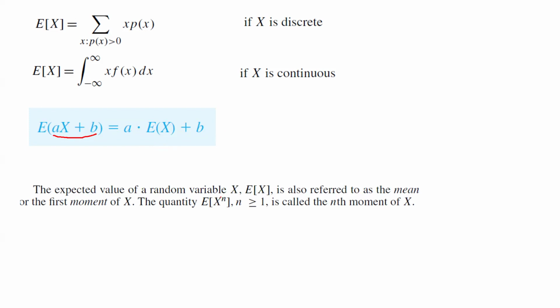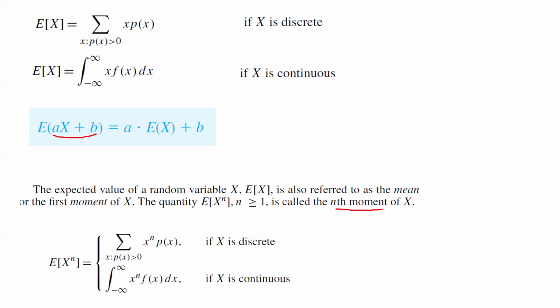The expected value of a random variable like x, E of x, is also referred to as the mean or the first moment of x. Please note that you can calculate the expected value of x to the n, and it is called the nth moment of x. The calculation is very easy. If x is discrete, the expected value of x to the n is the summation of x to the n times px. And if x is continuous, in your integral, instead of x, you're going to use x to the n times f of x dx.